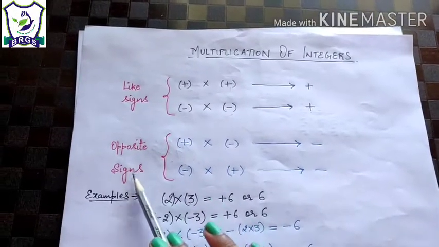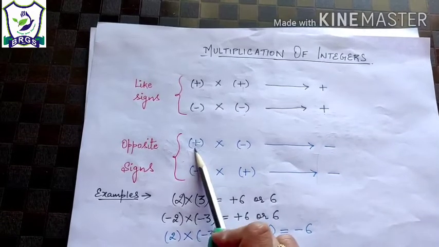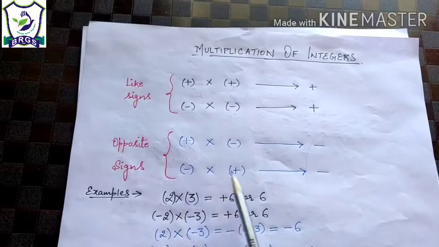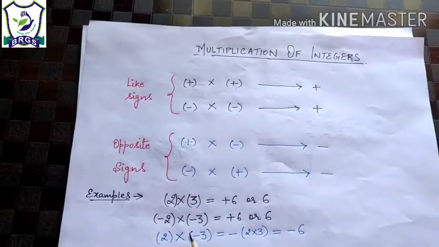Now when the signs are opposite, the product will always be negative. First integer positive, other negative, it is negative. First integer negative, other positive, it is negative. So these rules you have to keep in mind.